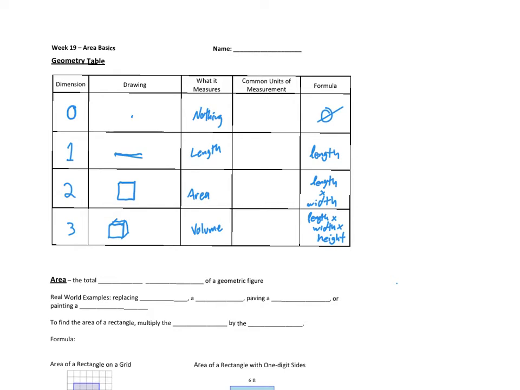Okay, so common units of measurement. Well, for 0 dimensions, we're not measuring anything. For 1 dimension, we could measure it in centimeters, or inches, or feet, or miles, or light years. There's all different kinds that we could use here. For 2 dimensions, now we don't just have centimeters, we have centimeters times centimeters, so square centimeters, square inches, square feet, square miles. It has to be squared.